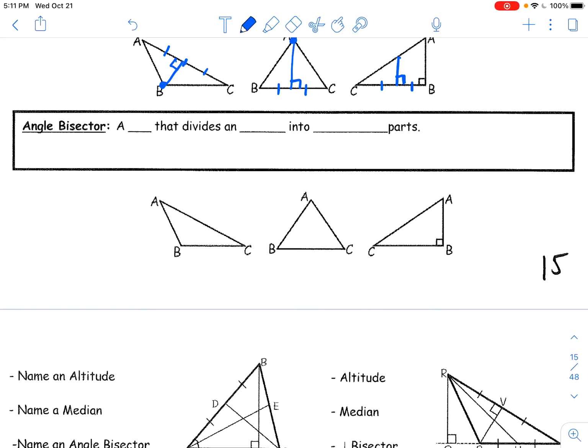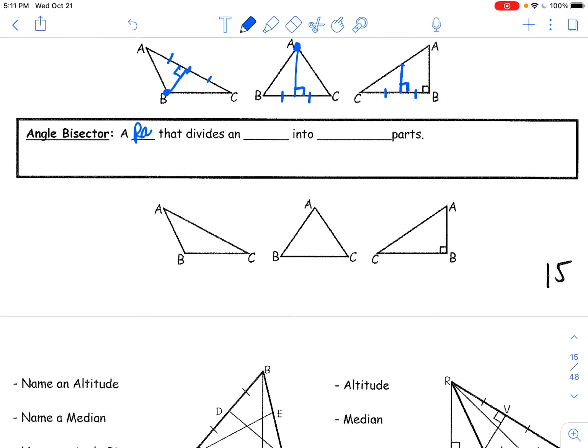Okay, an angle bisector, this is a ray that divides an angle into two equal parts. All right, so if I want to be an angle bisector from angle A, I'm going to start at the vertex A and just go to the opposite side. I'm going to show my congruent angle marks just like this.